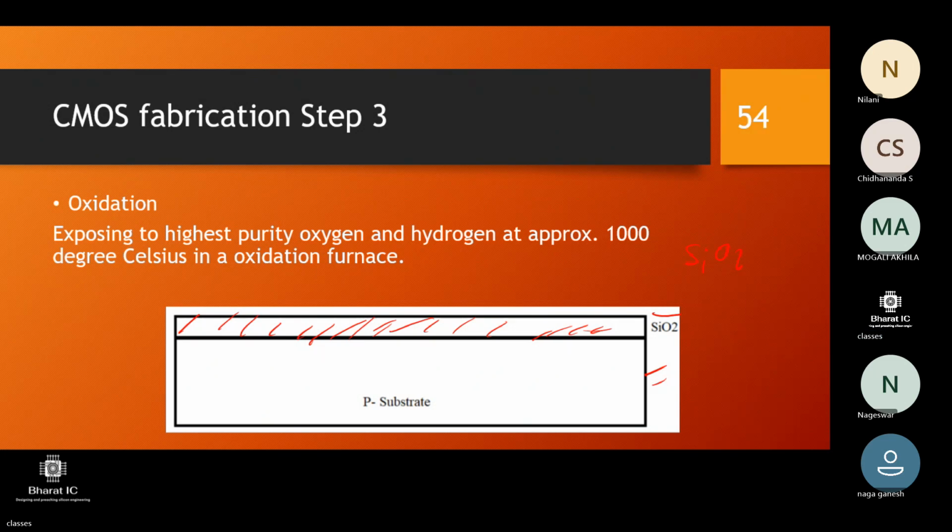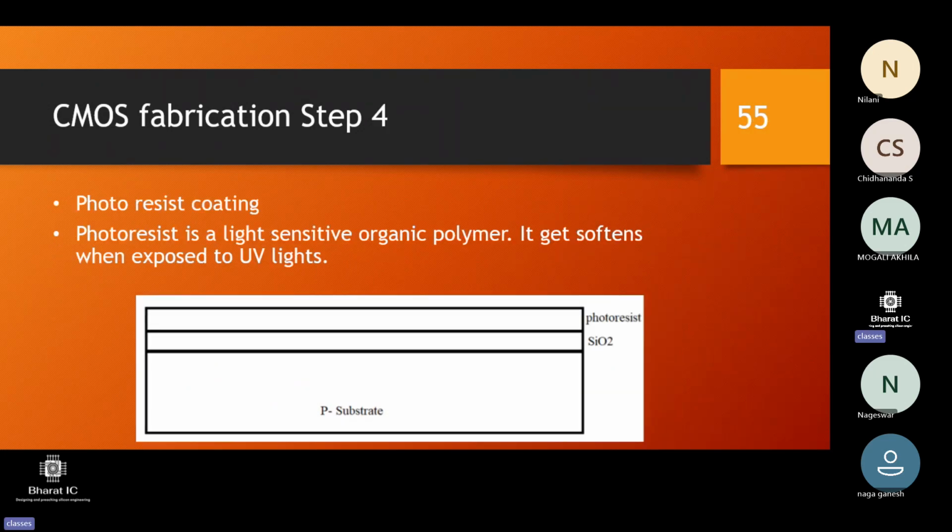Okay. After this, in step 4, you will see photoresist coating is done. After the SiO2 is done, the photoresist material is given on top, because we need to create a trench, like we need to create shapes on this SiO2. So for that, the photoresist material is given on top of this. Photoresist is a light sensitive organic polymer. It softens when exposed to UV light.